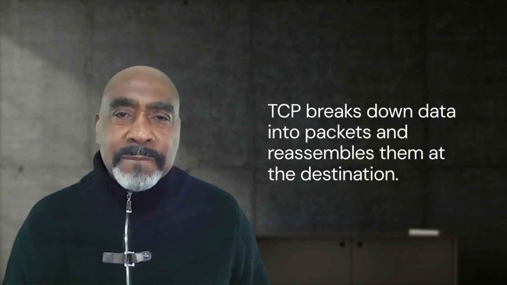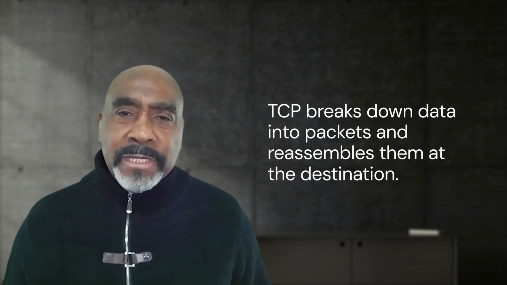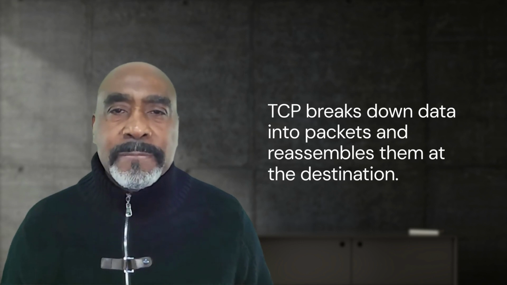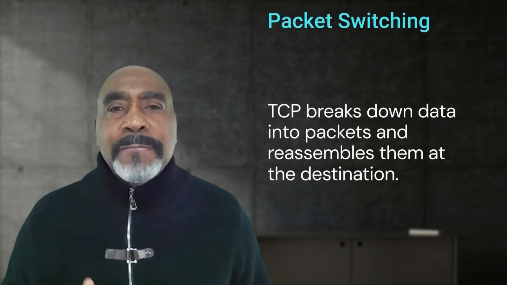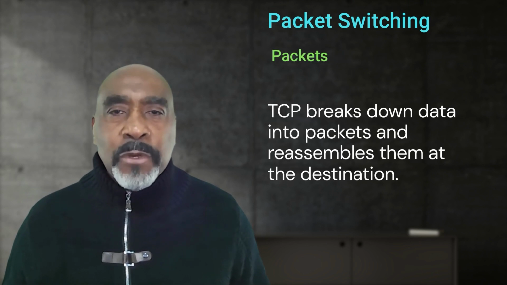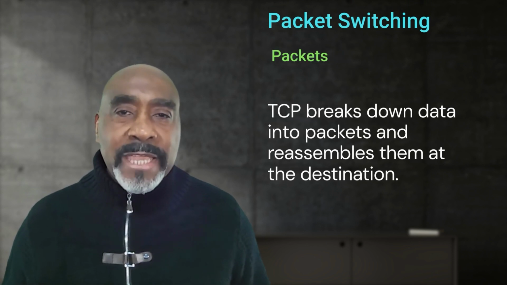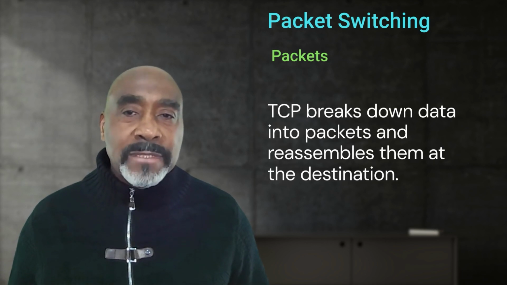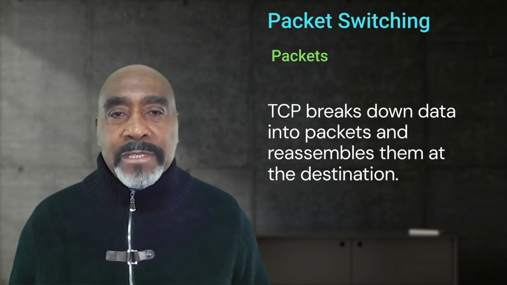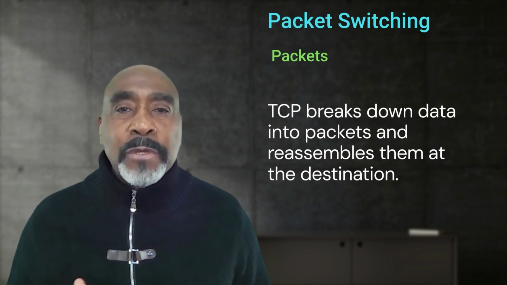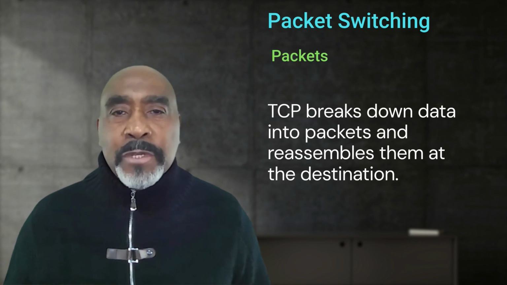Then there's the Transmission Control Protocol, or TCP. It takes care of breaking down your data into packets and reassembling them correctly at the destination. Packet switching. Network protocols use packet switching to transmit data across the network. Data is divided into smaller packets, each containing a portion of the original message along with addressing information. These packets are then transmitted independently across the network and reassembled at the destination.